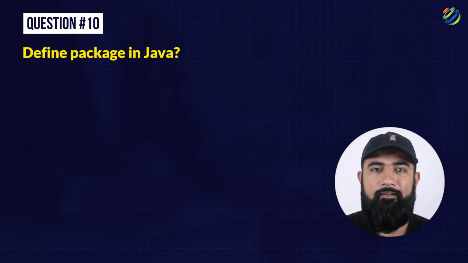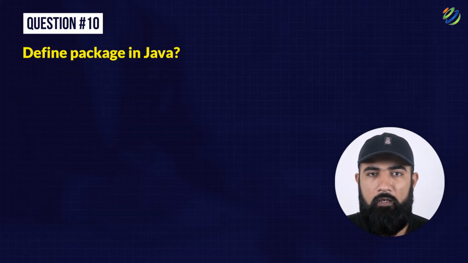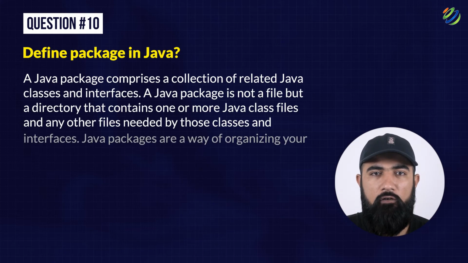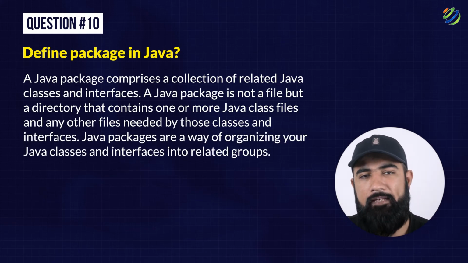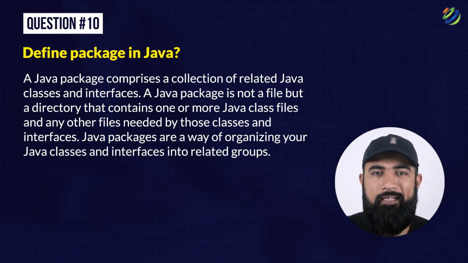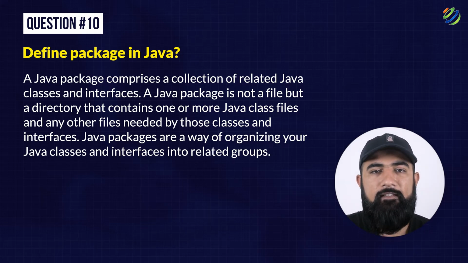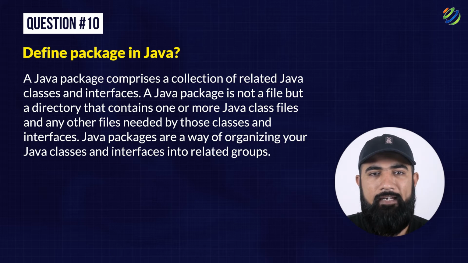Number 10. Define the package in Java. Well, a Java package is composed of a collection of related Java classes and interfaces. A Java package is not a file, but a directory that contains one or more Java class files and any other files needed by those classes and interfaces. Java packages are a way of organizing your Java classes and interfaces into related groups.